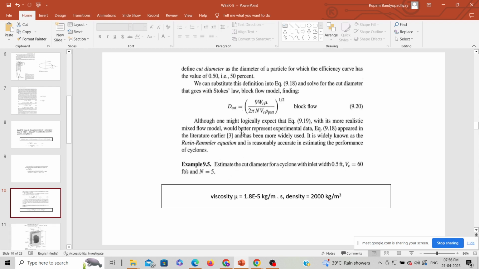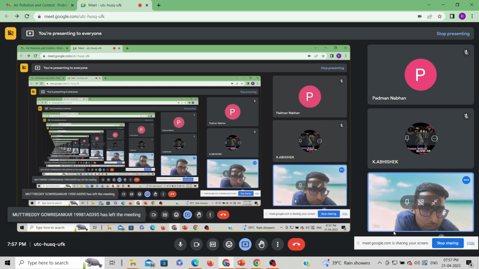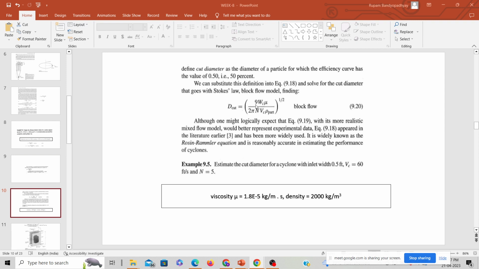Another thing is d cut. D cut is the cut diameter, that is the particle size at which 50% is removed. That size of particle will show 50% removal efficiency. This is the equation for cut diameter. This you have to remember. Straightforward numericals may come.